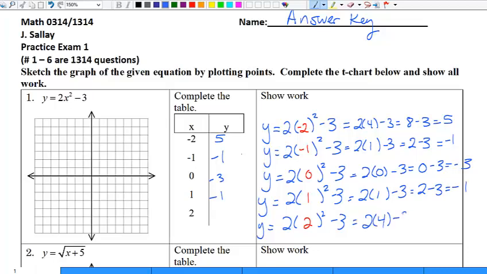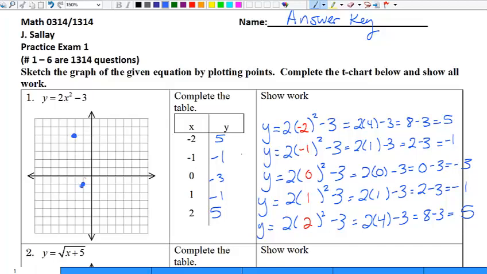And 2 squared is 4. And 2 times 4 is 8. And 8 minus 3 is 5. So now I'm going to take these points and I'm going to plot them. Starting at the origin, I'm going to go left 2 to get to -2 on the x, and up 1, 2, 3, 4, 5. Once I do both the x and the y direction, then I plot my point.